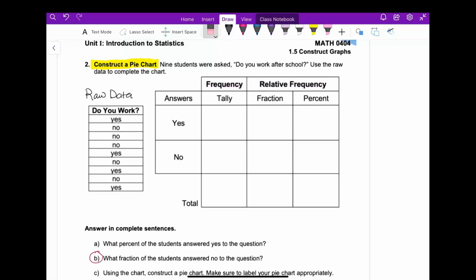It's very important to get familiar with your vocabulary because sometimes students try to tackle an assignment, but you don't know what the words mean. So then you're sitting there confused, and all you have to do is maybe just look it up. What does frequency mean? What does tally mean? And if you look it up, you'll be able to complete this. All right, let's get started.